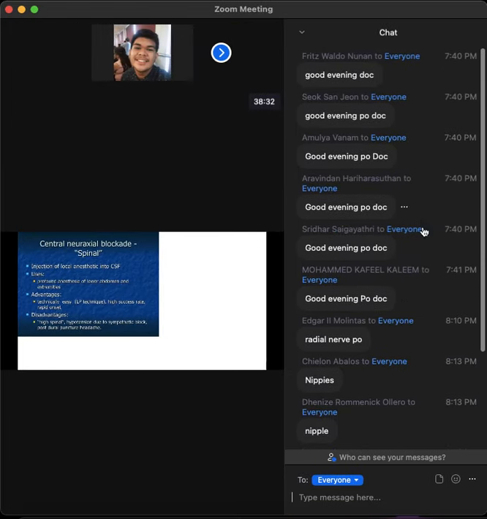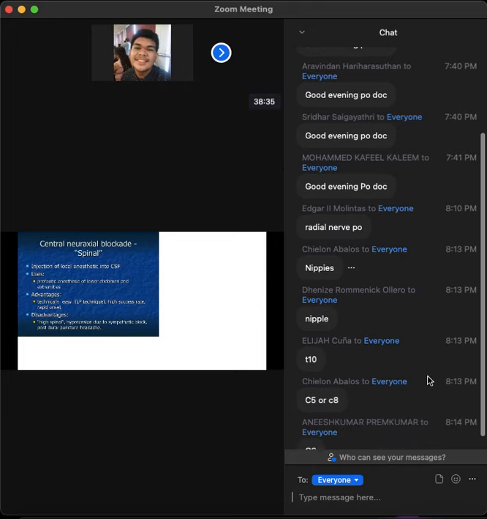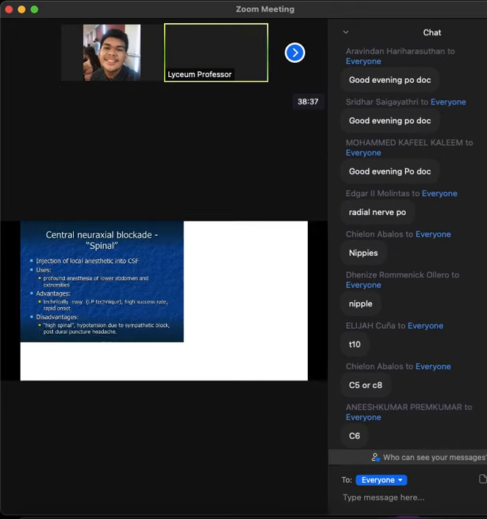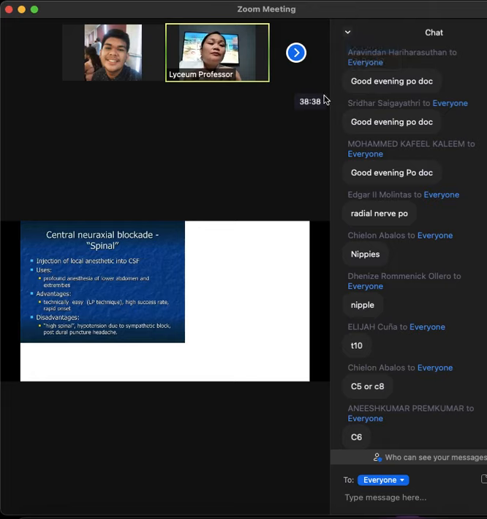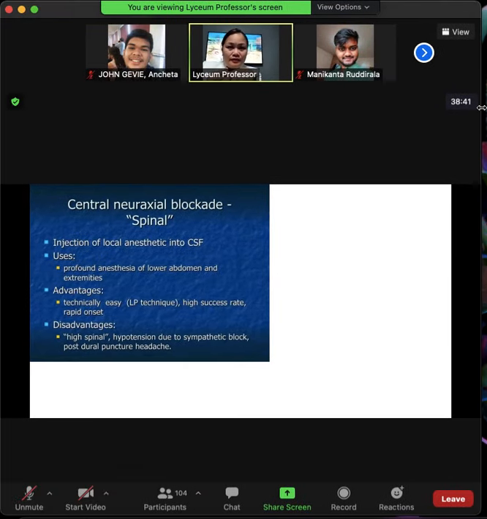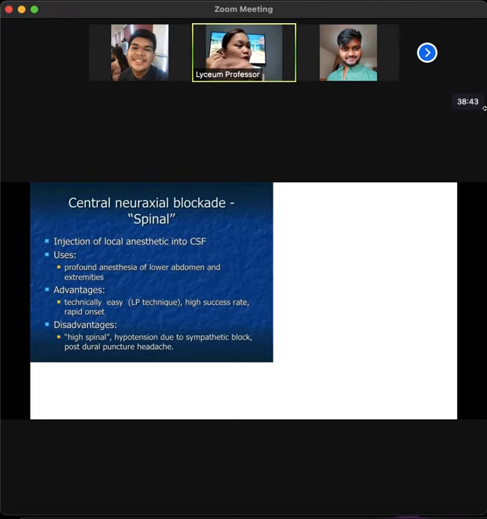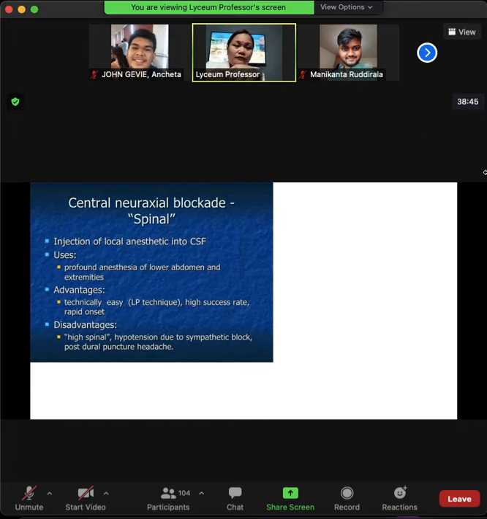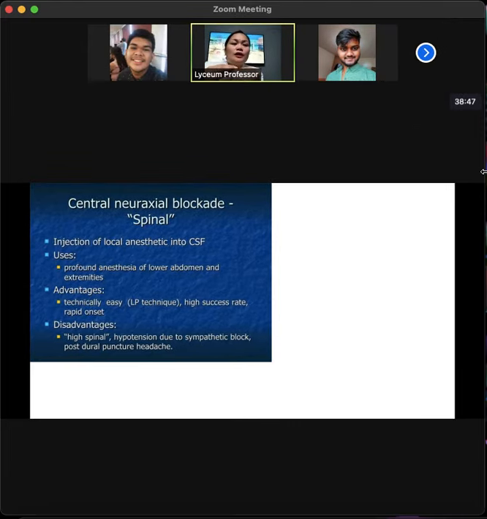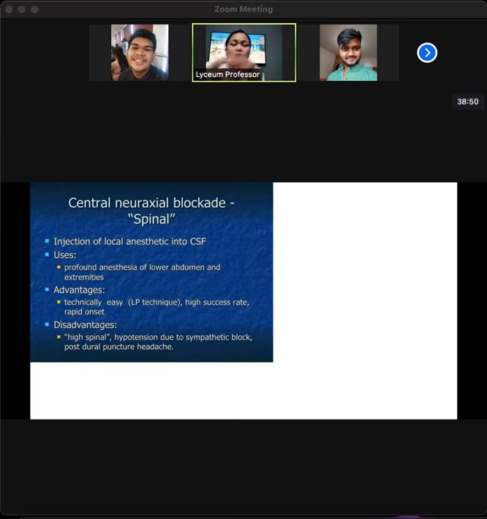However, the disadvantages are it may cause high spinal, hypotension due to sympathetic block, and post-dural puncture headache, especially if you just kept on withdrawing CSF. It may cause post-dural puncture headache. That's why it should be correctly done, dapat correctly done, to prevent those disadvantages or the risk. Okay?